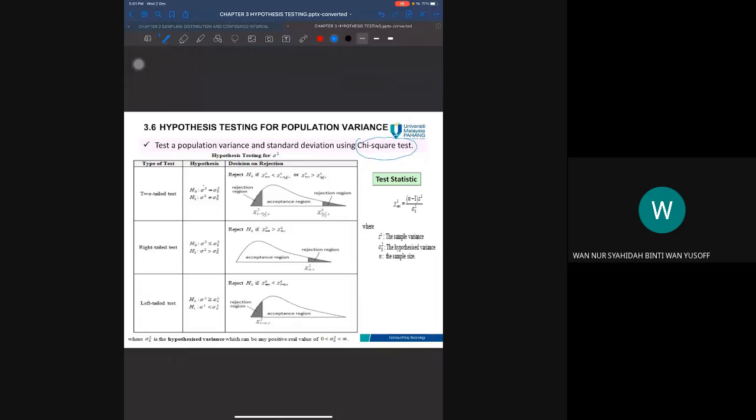So we have a single formula only for this hypothesis, which is chi-square equal to n minus 1 times s square divided by sigma square naught. For this case, sigma square naught cannot be 0. It must be some value. If not, it will be undefined. You need to find the sigma square value in your question.